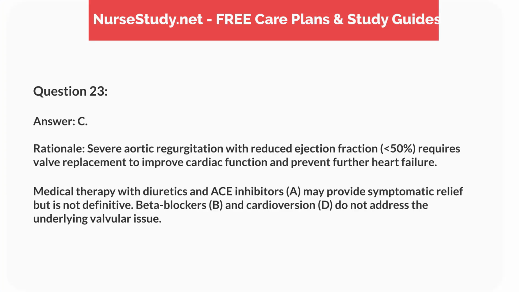Answer: C. Rationale: severe aortic regurgitation with reduced ejection fraction, less than 50%, requires valve replacement to improve cardiac function and prevent further heart failure. Medical therapy with diuretics and ACE inhibitors, A, may provide symptomatic relief but is not definitive. Beta blockers, B, and cardioversion, D, do not address the underlying valvular issue.